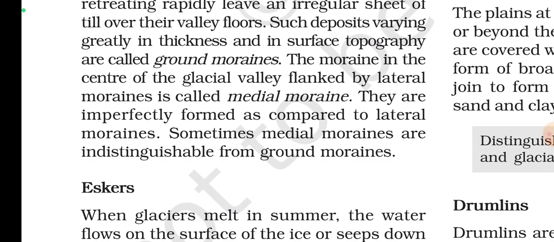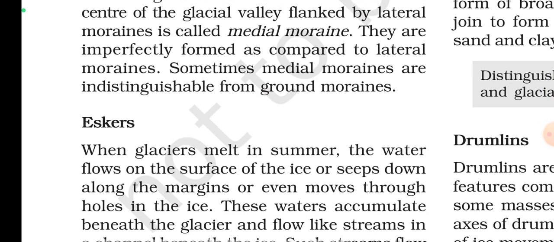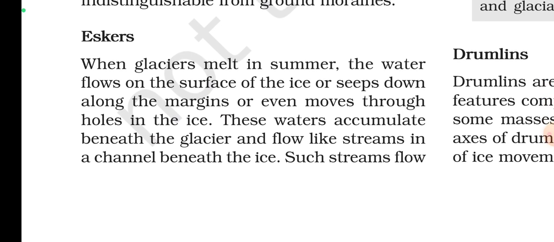So the moraine in the center of the glacial valley flanked by lateral moraines is called medial moraine. Right, the moraine in the center of the glacial valley, they are imperfectly formed as compared to lateral moraines. Sometimes medial moraines are indistinguishable from ground moraines.